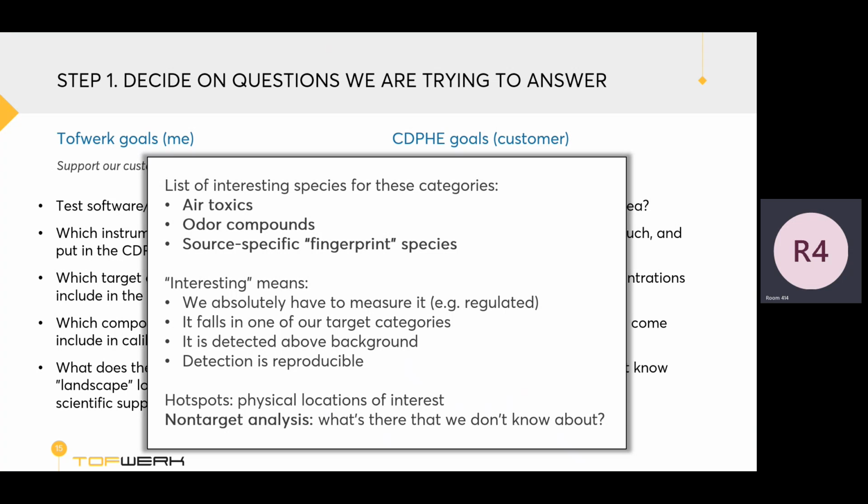Interesting means that the compound is regulated. So there's a legal aspect to this situation. Interesting compounds also fall into one of these categories. And obviously, they actually have to be present here. Reproducible means that these compounds are detected on many different days and different places. And as an additional result, we wanted to identify hotspots of interest. And in non-target analysis, we're especially interested in compounds and sources that we did not expect.